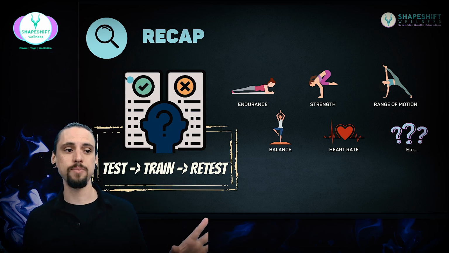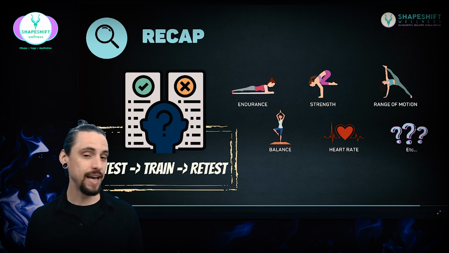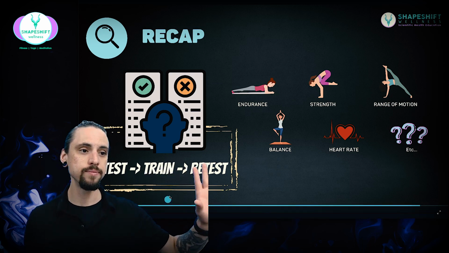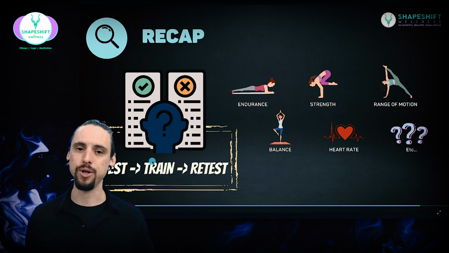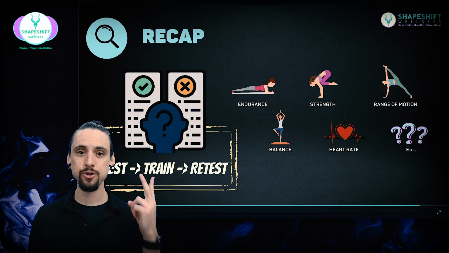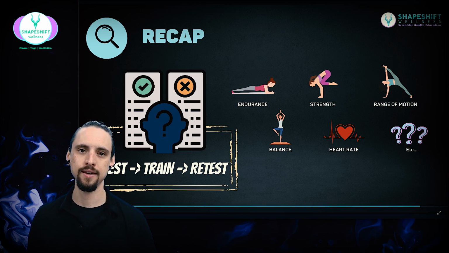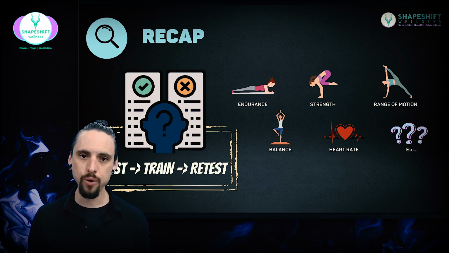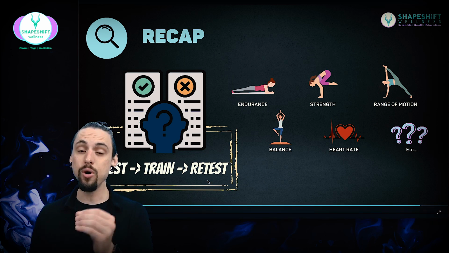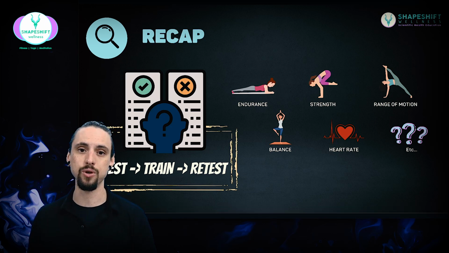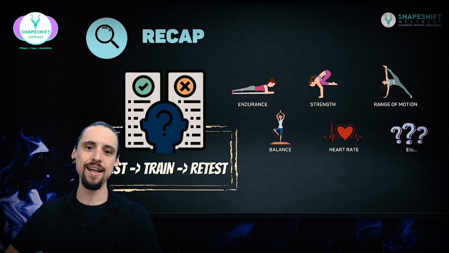So here's your mantra. Test whatever you want based on that person's goals. Then train based on what you tested. And then retest. So here's your mantra: test, train, retest. If you don't do that, you don't know if what you're doing is working. You don't know if you're getting results. And if you do this, then more importantly, if you're not getting those results, you'll know you need to change something so that you can get results.